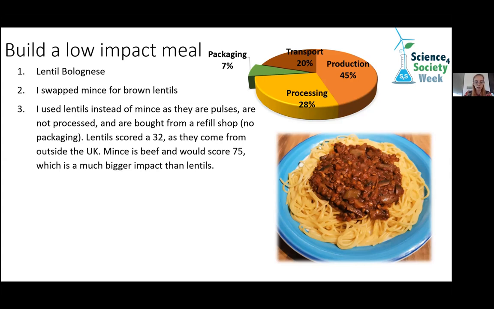Some lentils are grown in the UK by some companies who are trying to grow things that we wouldn't normally grow with lower impact in this country. So there are some good companies that do that. We could potentially mention some of those a bit later as well. But my lentils were bought from outside the UK. They did come from outside the UK, so they scored a 32. Mince is beef, and that would score at least 75.